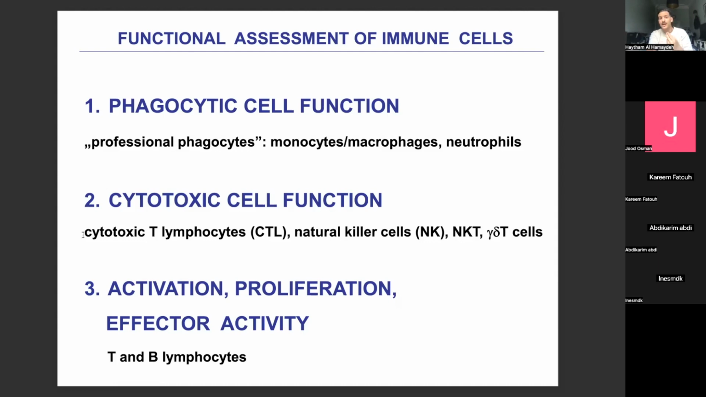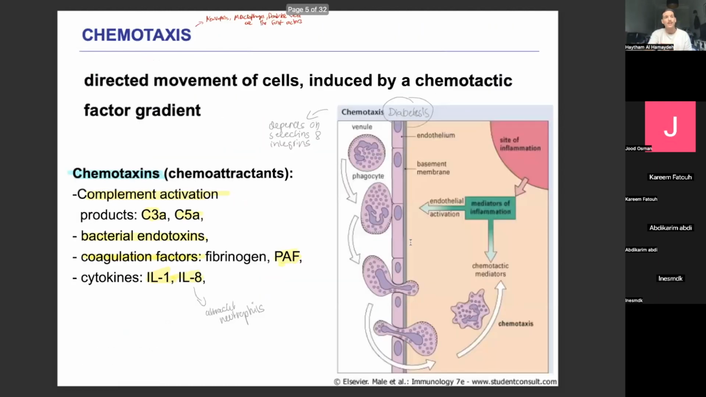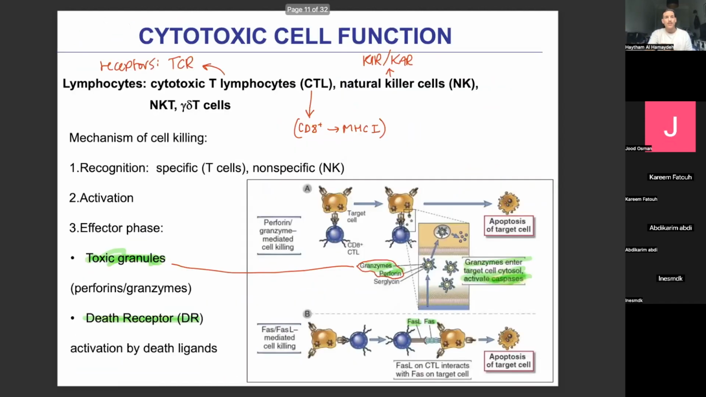And so the cells that can function as that, such as cytotoxic T cells, natural killer cells, NKT cells, gamma delta T cells, all of those are able to kill cells on their own. So we have lab tests to actually tell us if these specific cells are functioning and doing their function. Okay, so we go here.